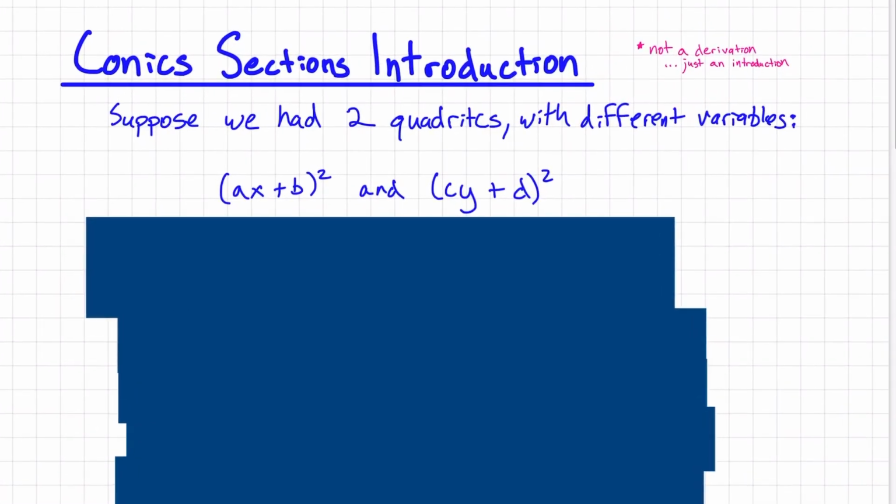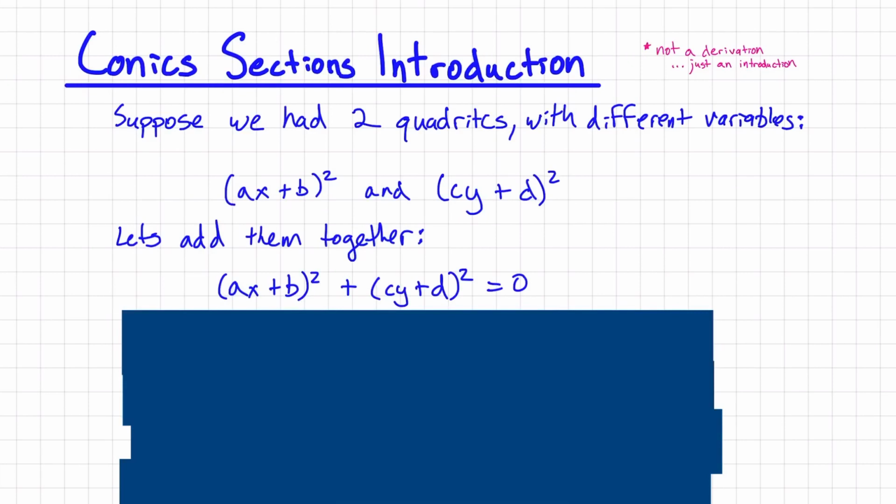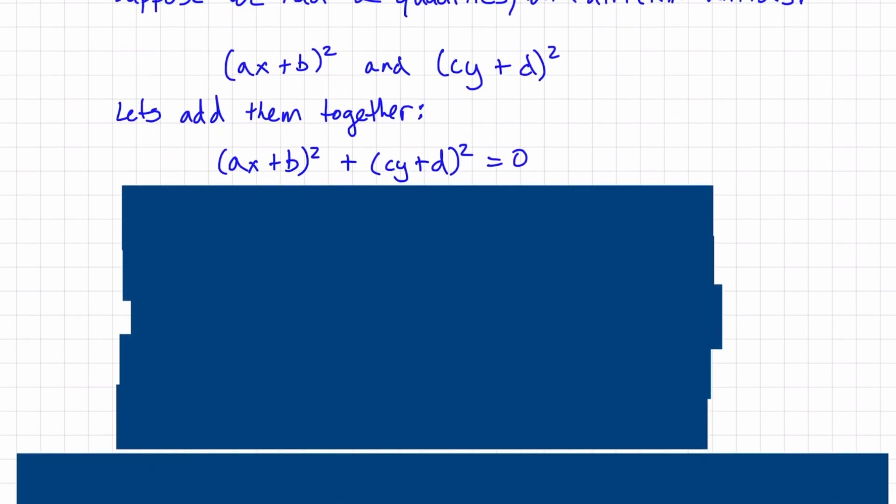All right, so suppose that we had two quadratics with different variables, so an x and a y. So we have (ax + b) squared, which is a binomial squared, which is a quadratic, and then (cy + d) squared. And those a, b, c's, and d's are just some real numbers, don't really care what they are. All right, so now I'm going to take these two different quadratic expressions and let's add them together. So in order for me to add them together, I'm going to need to FOIL them.